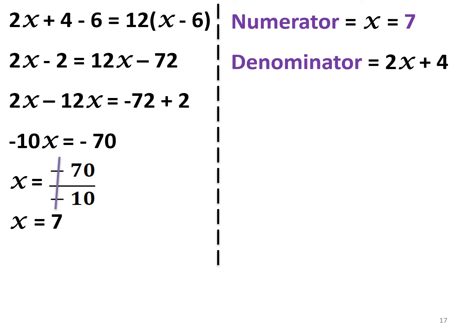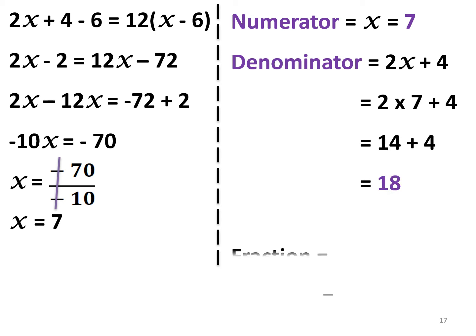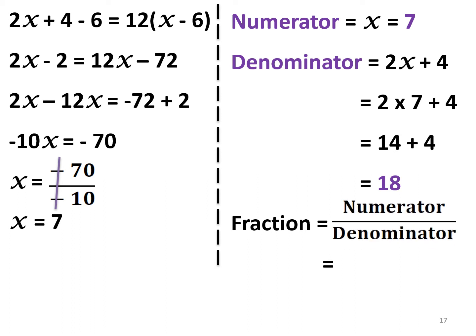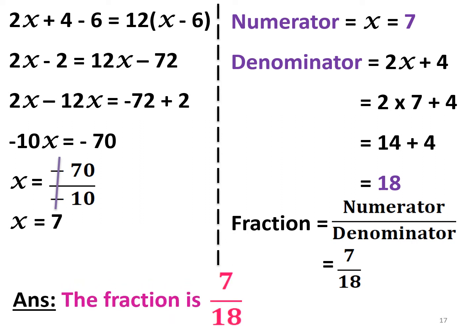Placing x is equal to 7 in the denominator equation, that is 2x plus 4, which is equal to 2 into 7 plus 4, which is equal to 14 plus 4, which is equal to 18. They have told us to find out the fraction. Fraction is written as numerator upon denominator. Numerator is 7, denominator is 18. And therefore the final answer, the fraction is 7 upon 18.